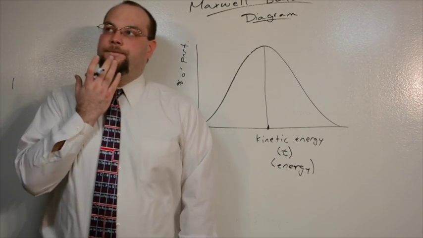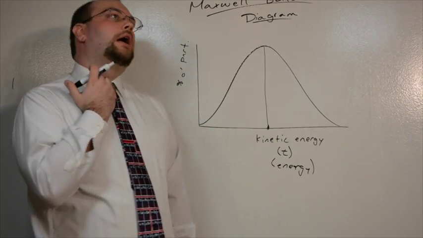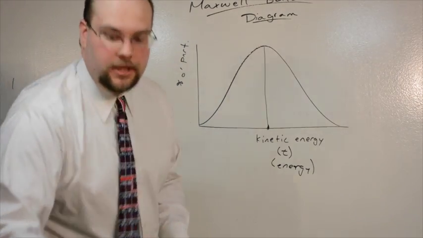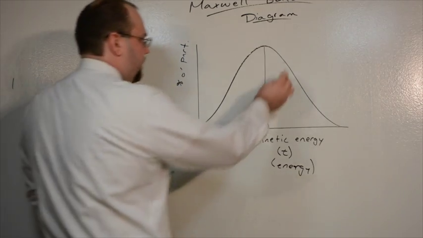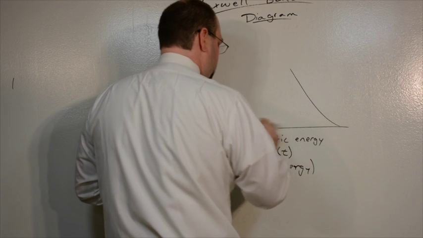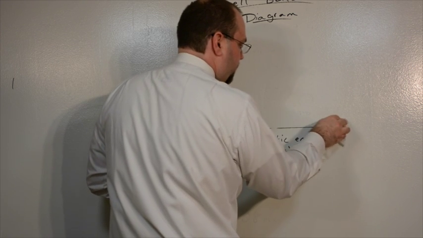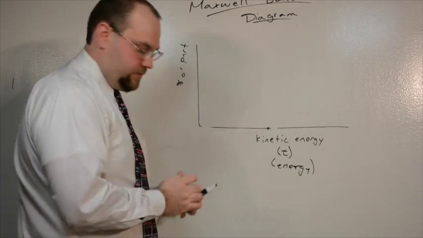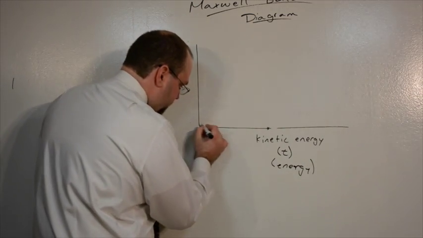Now, let's say, for example, well, actually, let's back up for a second. Let me erase this, and let's talk about what it would look like if we had different conditions. So here's my blank Maxwell Boltzmann diagram. Let me touch this up because that's going to annoy some people.